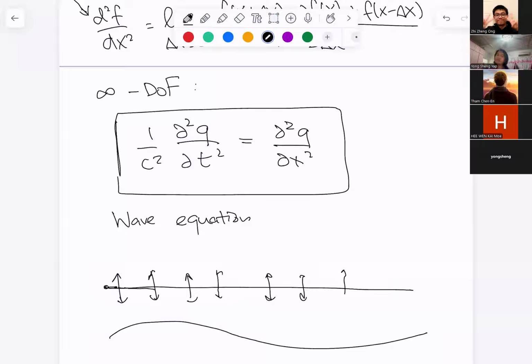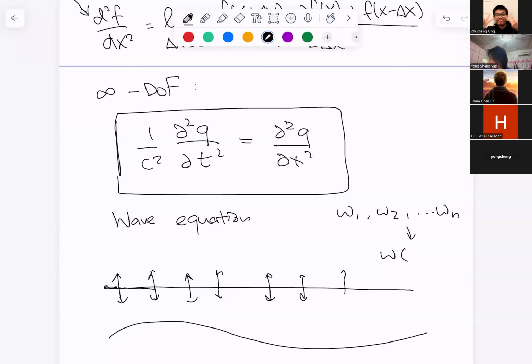Everything that we have learned before basically also applies to waves. For example, in 2 degrees of freedom, we have superpositions of 2 different oscillating frequencies. In this case, we have an infinite number of degrees of freedom. So instead of having omega 1, omega 2 to omega n, what we have is omega as a function of some parameter.